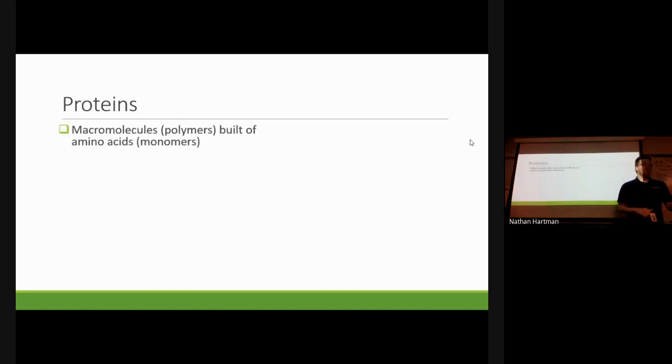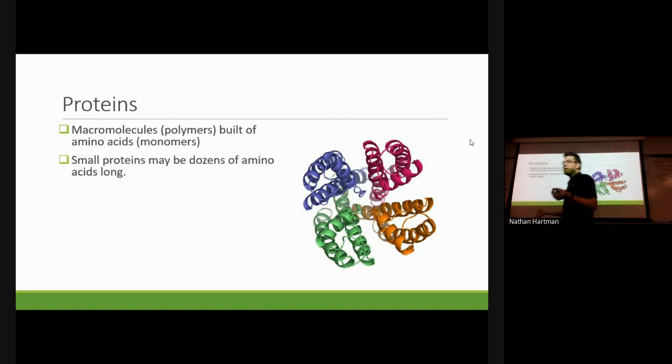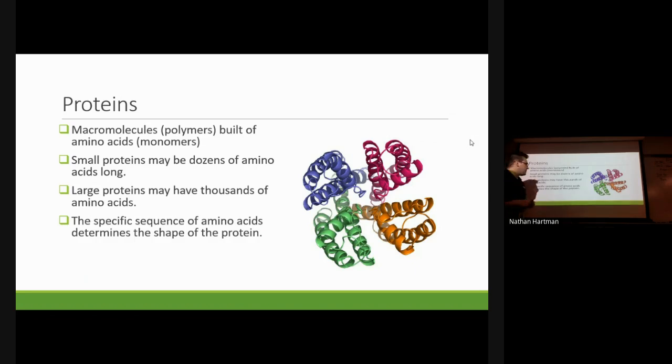All right, so proteins. Once again, they are macromolecules. They're made up of amino acids. Those are the monomers. Some of them might be really short, might just be dozens of amino acids long. Some of them are really, really huge, thousands of amino acids long. You got big proteins, you got small proteins. All depends on what they're going to be doing. And once again, it's the specific sequence of amino acids that determines the shape of the protein.